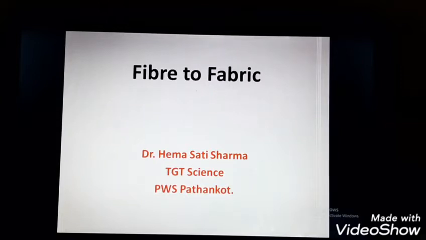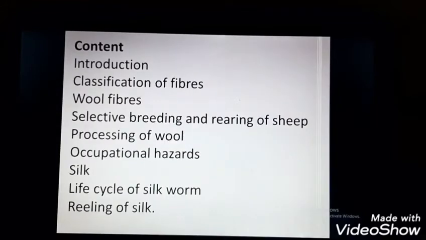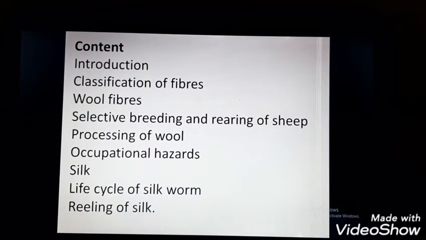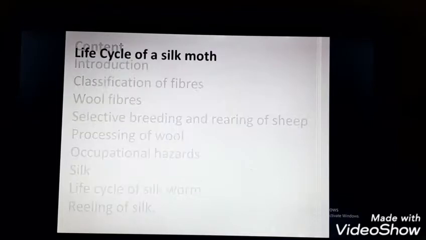Students, we are going to discuss the chapter called Fiber to Fabric for class 7. We have already discussed introduction, classification of fibers, wool fibers, selective breeding and rearing of sheep, processing of wool, occupational hazards and silk as a fiber in our previous lectures. Today we are going to discuss the life cycle of a silkworm.